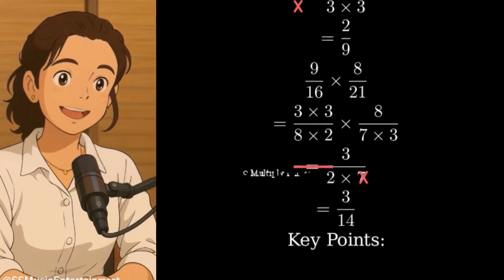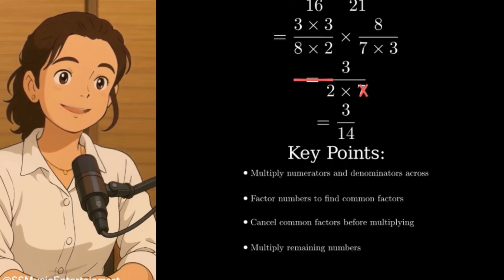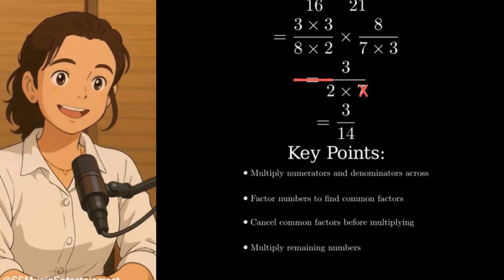That's how you can multiply two fractions together using cancellation. Cancellation makes the problem much easier and prevents you from dealing with large numbers. I definitely recommend using the cancellation method when multiplying fractions.